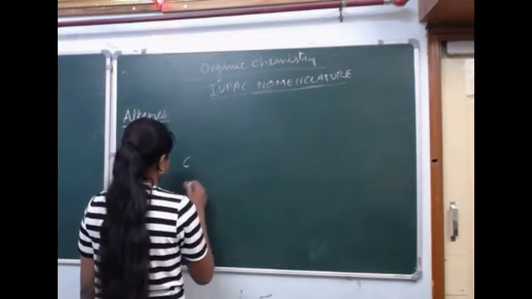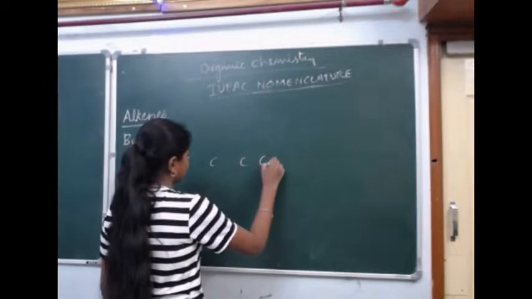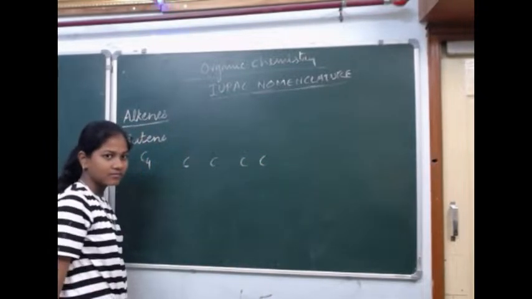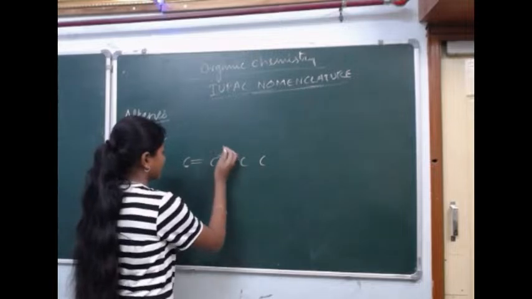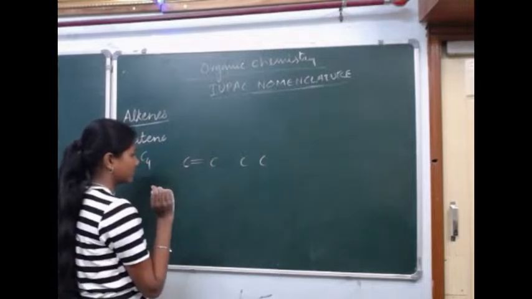Write down 4 carbon atoms: C, C, C, C. Then put a double bond: C double bond C. Now only one double bond. The remaining will be single bonds.